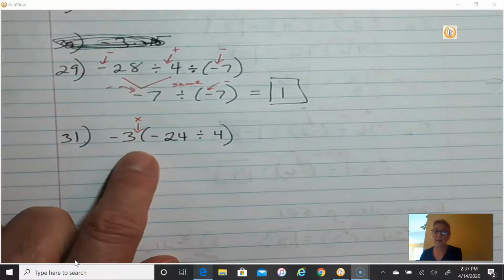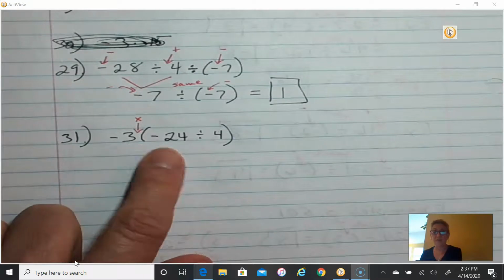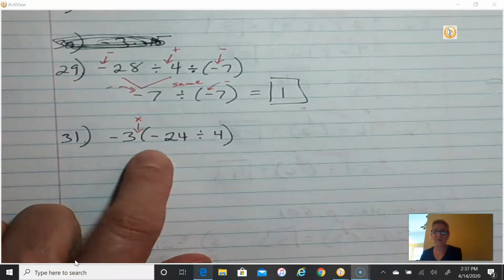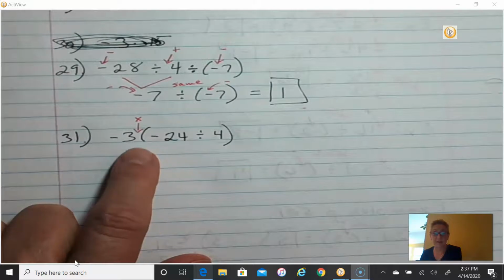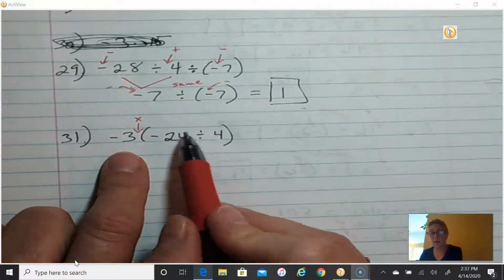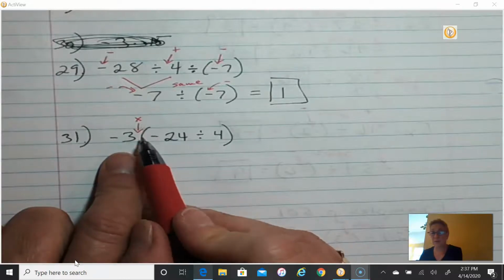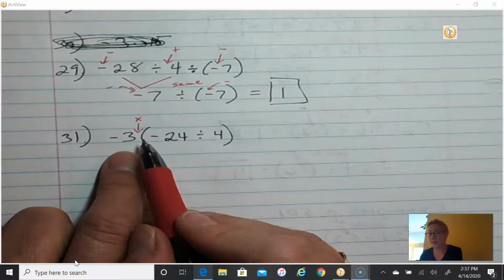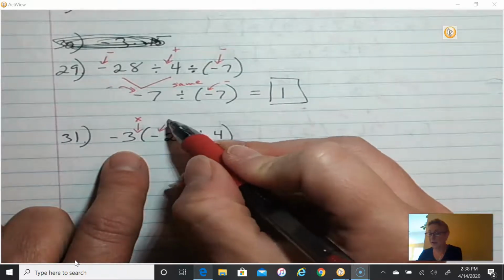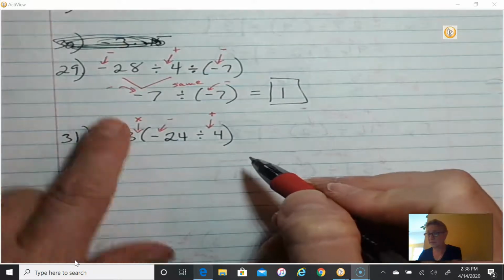Big common mistake right here, because kids will work this out and then just assume, like if it's negative or positive, whatever, that then they're going to be adding or subtracting, when really we're going to be multiplying whatever you get in the parentheses by negative 3. We're going to be multiplying, so you've got to remember that. So here I have a negative, and that 4 is a positive.